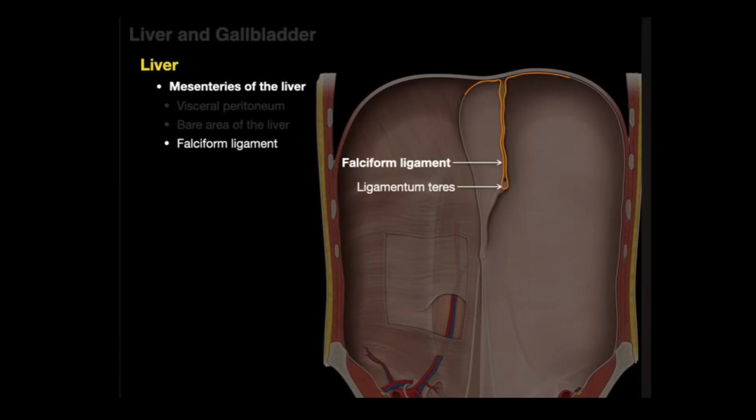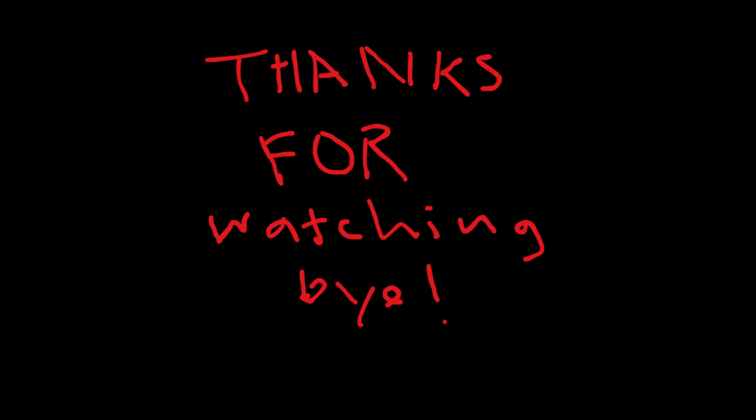And this will be a better view. You can see it down here. This will be the falciform ligament, and this will be the ligamentum teres down here. So that is all for the liver.